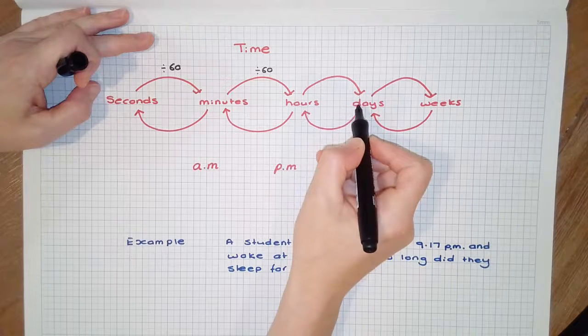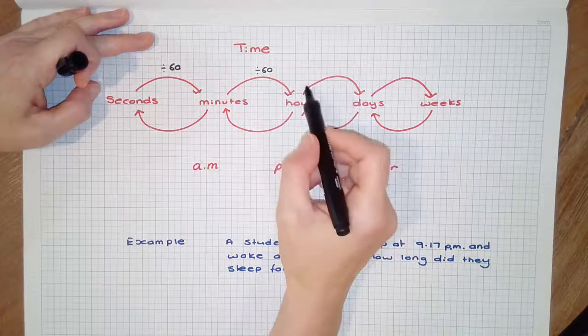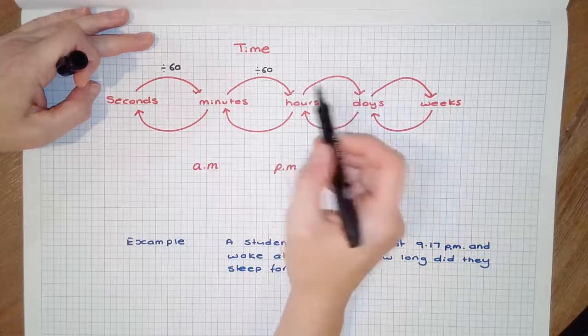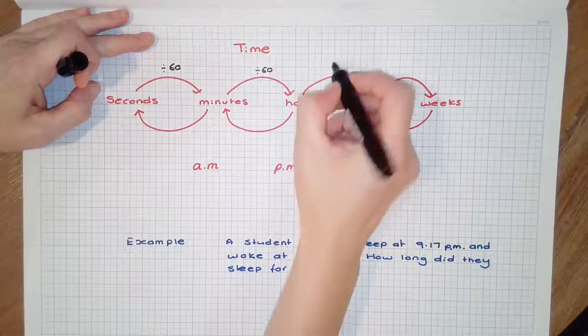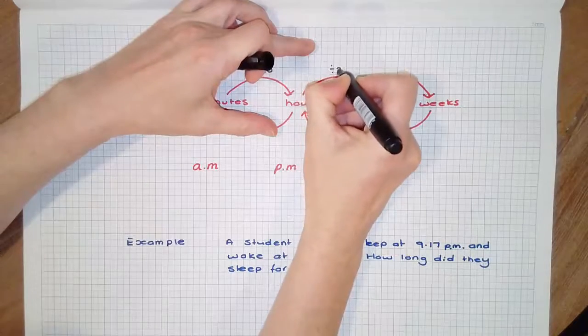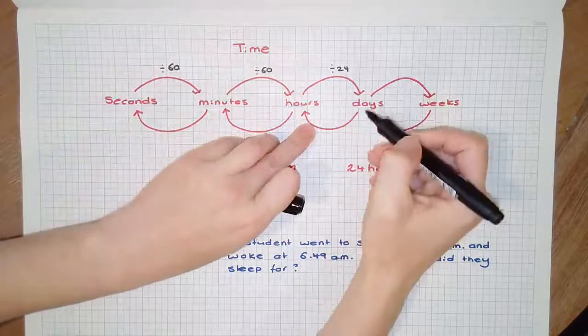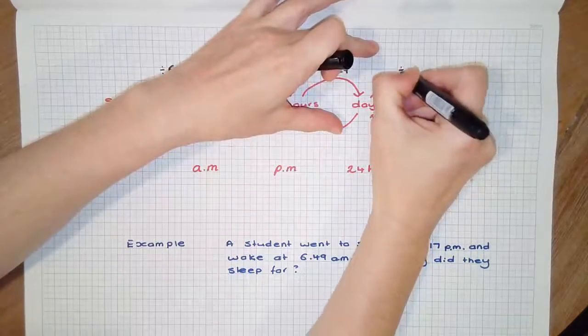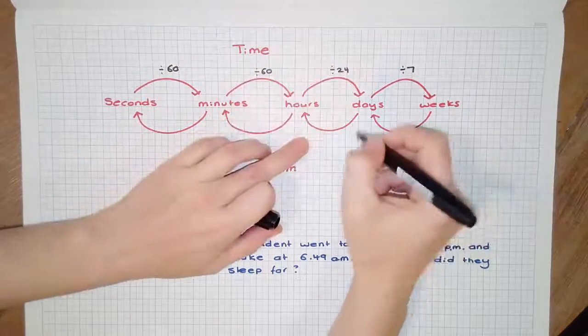But going from hours to days, we know there's 24 hours in a day. That is a full Earth rotation. So to take the hours to days, we would divide by 24. And being 7 days in a week, to convert from days to weeks, we would divide by 7. Going the other way, we would multiply.